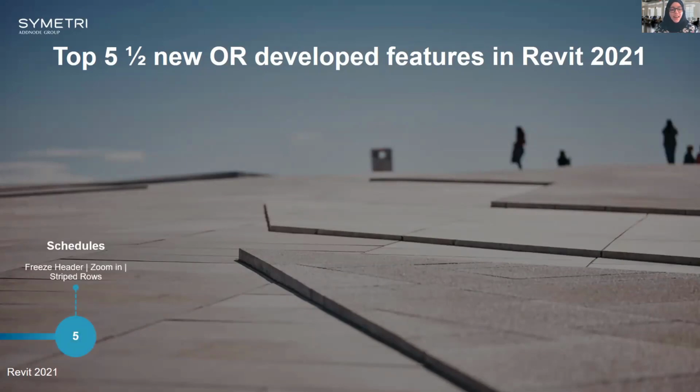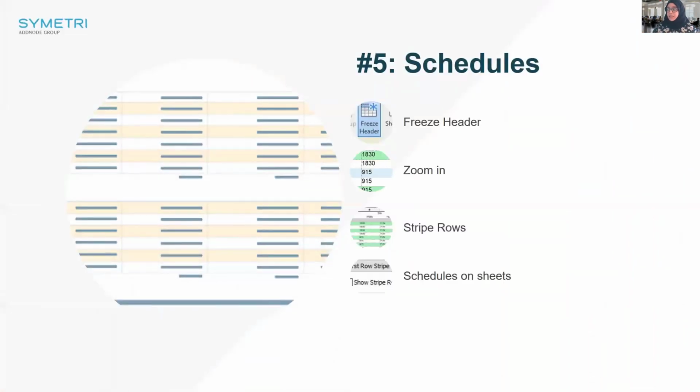These are 5.5 that I've picked personally, not Autodesk, not anyone else. I just thought, let me go in and see what I think is actually some nice features to raise today. We have scheduling. So within scheduling, I quite like how we can now freeze the header, we can zoom in, and we can have striped rows. So we're kind of saving our eyes throughout the process of this. So I'm calling this one number 5 of my 5.5.